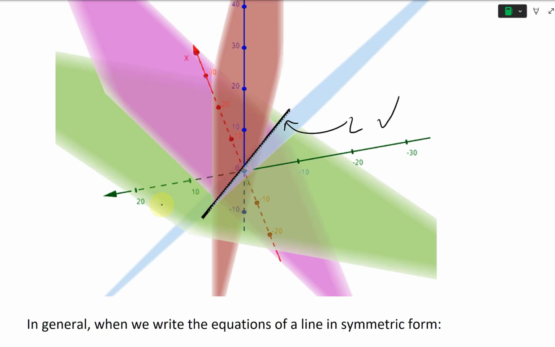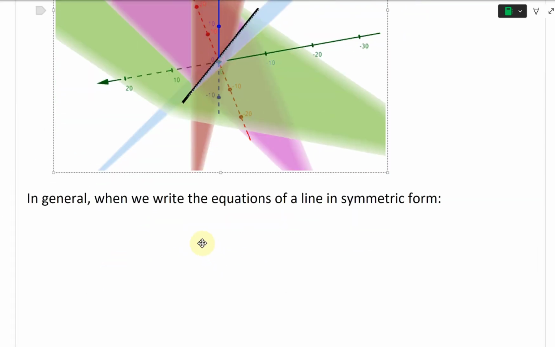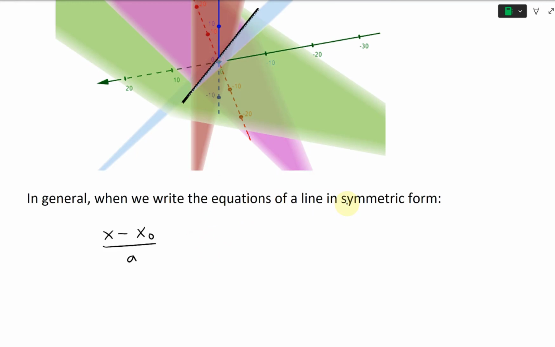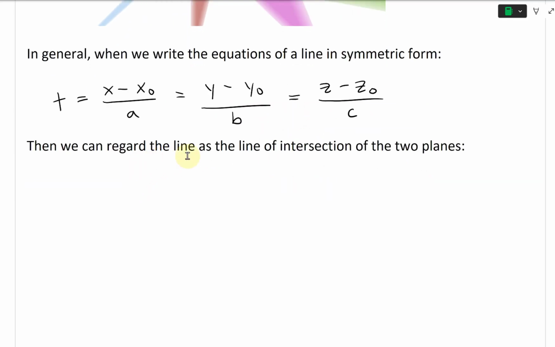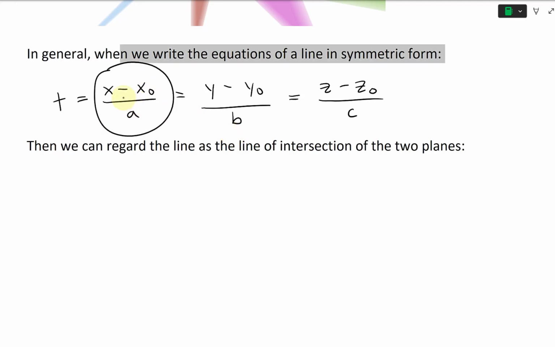And now going further. In general, when we write the equations of a line in symmetric form, such as this one right here, x minus x naught over a equals y minus y naught over b. And again, I like writing t equals just so that we always remember it's the parameter, or set it all equal for all of them. And then you have z minus z naught over c. If we have these symmetric equations, this equation of a line in symmetric form, then we could regard the line as the line of intersection of the 2 planes. And again, you just separate these across, and you should also get another plane, this one here, and equate those. I believe that should also work as well.